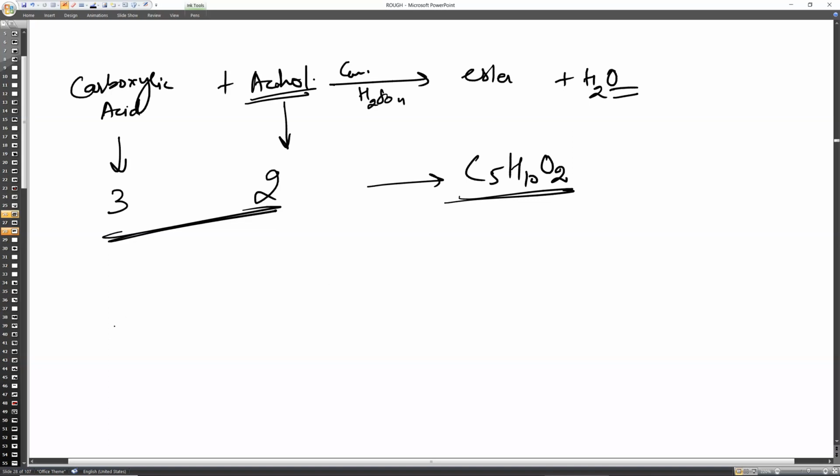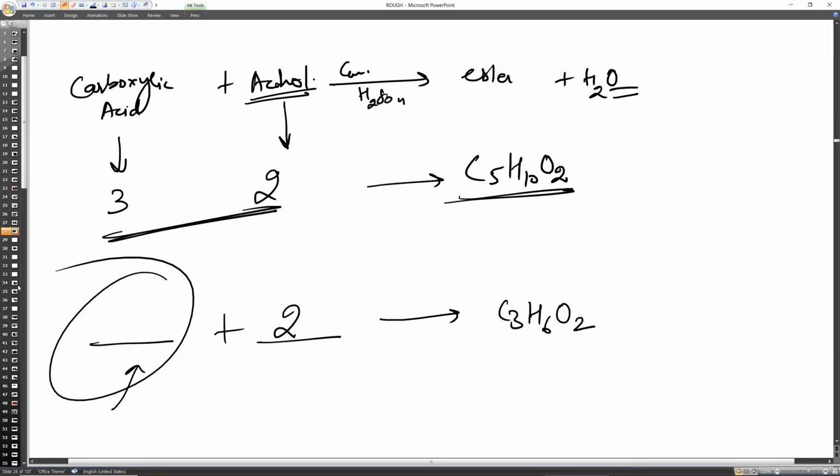Now, you need to tell me which carboxylic acid it is. If we are reacting this with 2 carbon alcohol, and we are having 3 carbon ester, C3H6O2, can you tell me the name of this carboxylic acid? CH3OH. Yes, this will be HCOOH. 1 carbon carboxylic acid should be there, and this will be methanoic acid, because 1 plus 2 will give you 3.